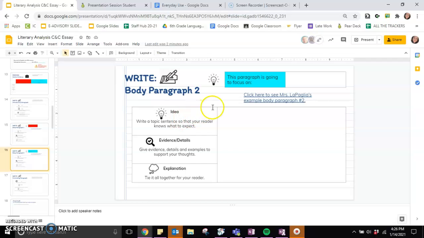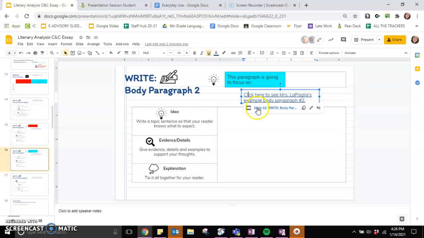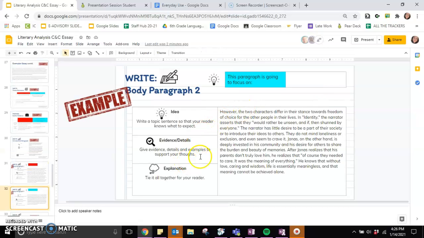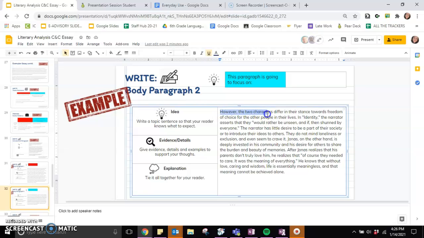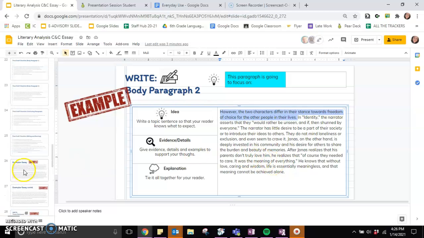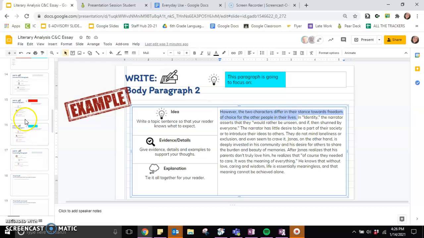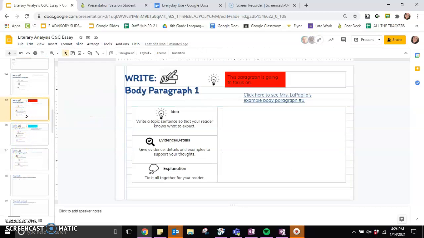If you want to see an example, you can click to see what Mrs. LaPaglia wrote. Hers begins with, "However, the two characters differ in their stance towards freedom of choice for the other people in their lives." So this is focusing on how the two characters are different. At this point, you can go ahead and return to your slide deck and focus on writing just the topic sentence, just the first sentence of your first and second body paragraph.